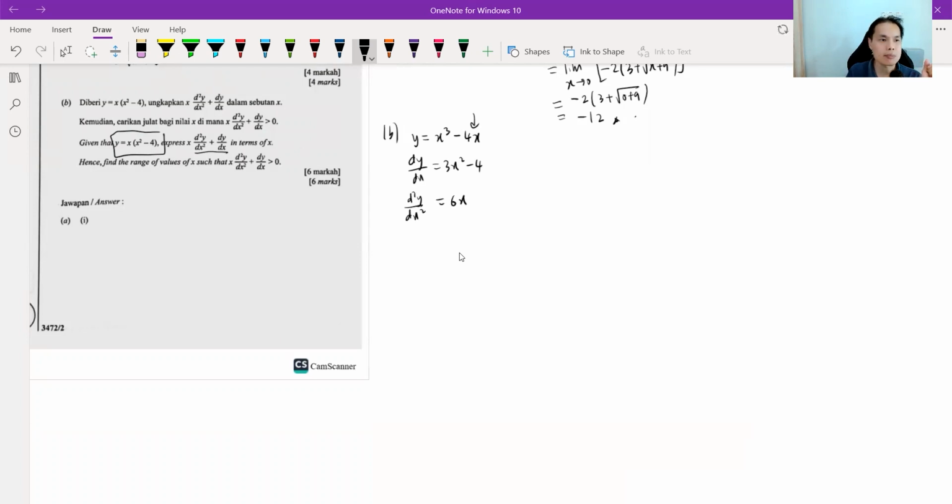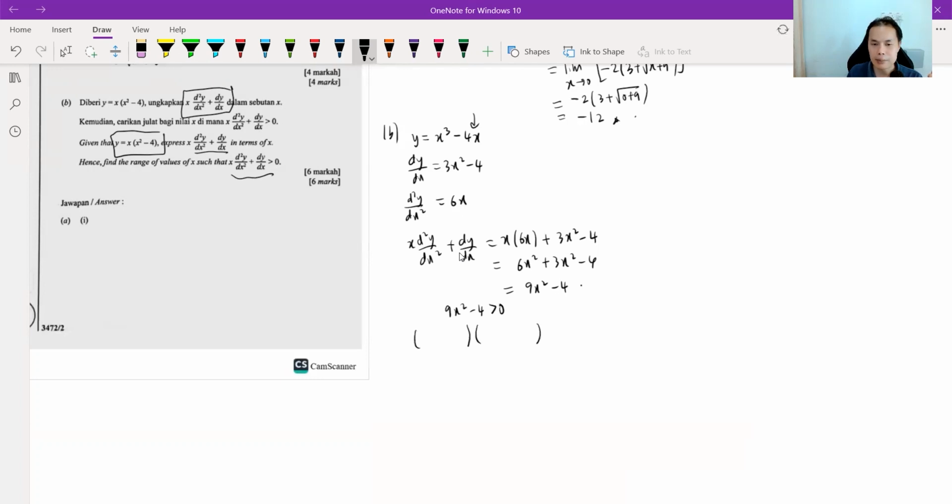Now let's take this and substitute inside here. Let me write down: x d2y/dx squared plus dy/dx is therefore x times 6x, and your dy/dx is 3x squared minus 4. Now this will give us 6x squared, and you add 3x squared minus 4, you get 9x squared minus 4. From here, we're supposed to find the range of values of x such that this whole thing is greater than 0. So let's take 9x squared minus 4 to be more than 0.